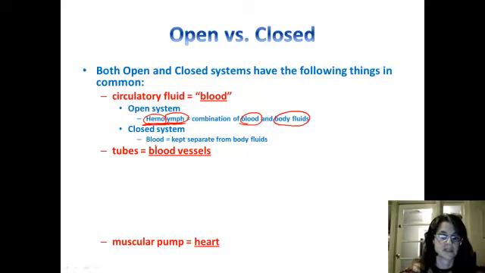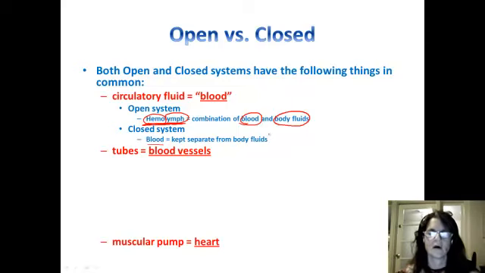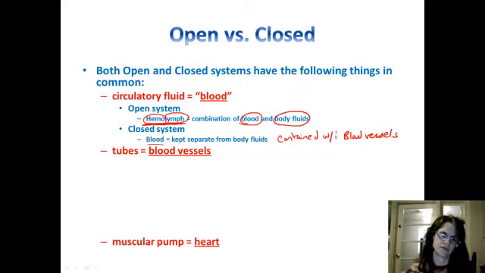In a closed system, the blood is always kept separate from the body fluids. The blood is always contained within blood vessels. It never leaves the blood vessels to mix with body fluids.